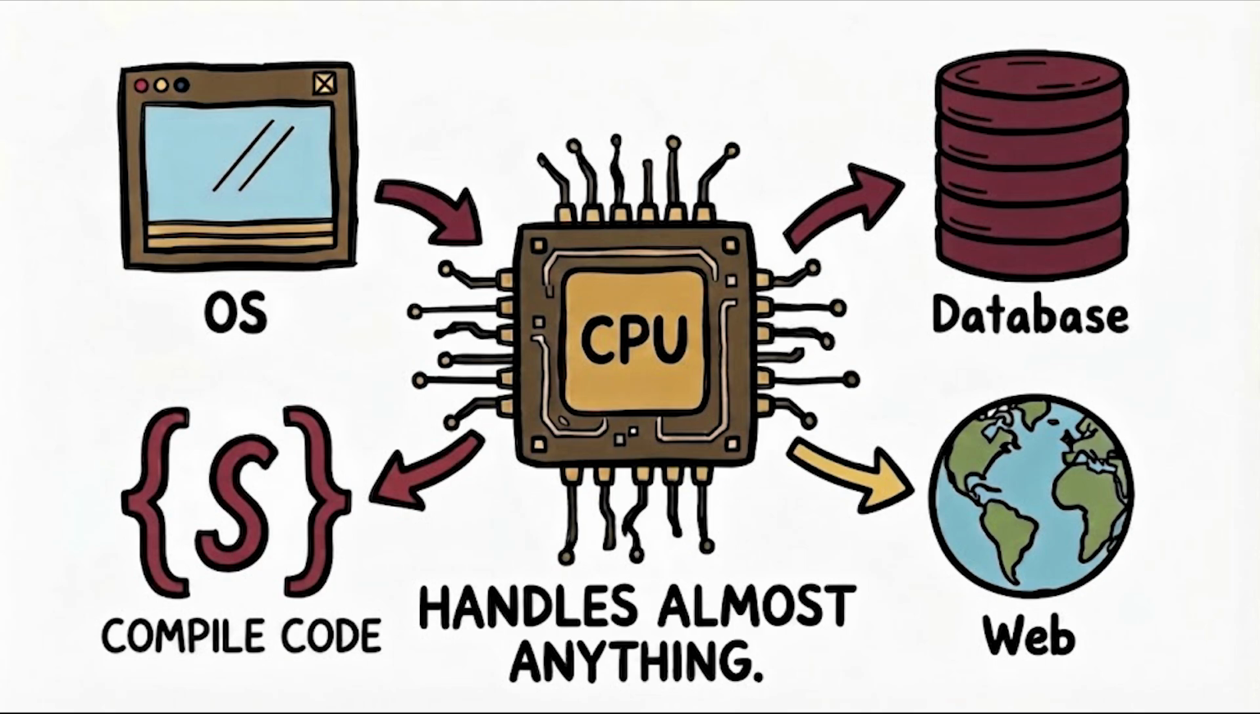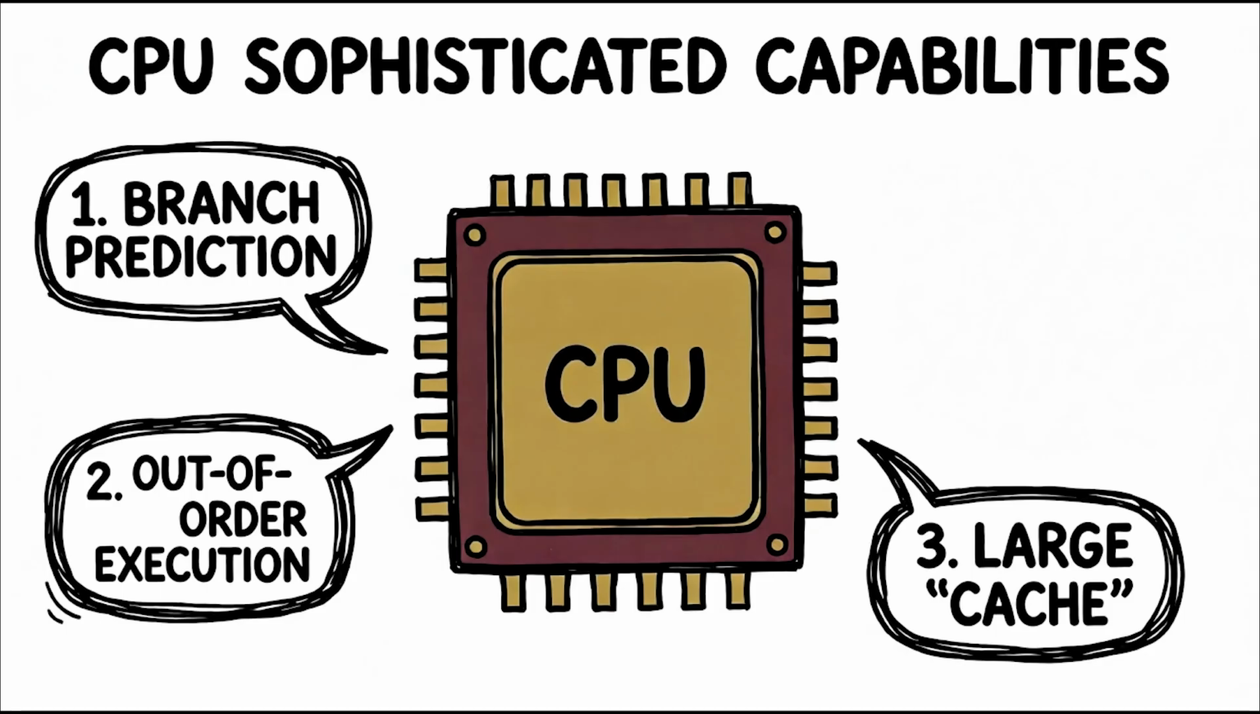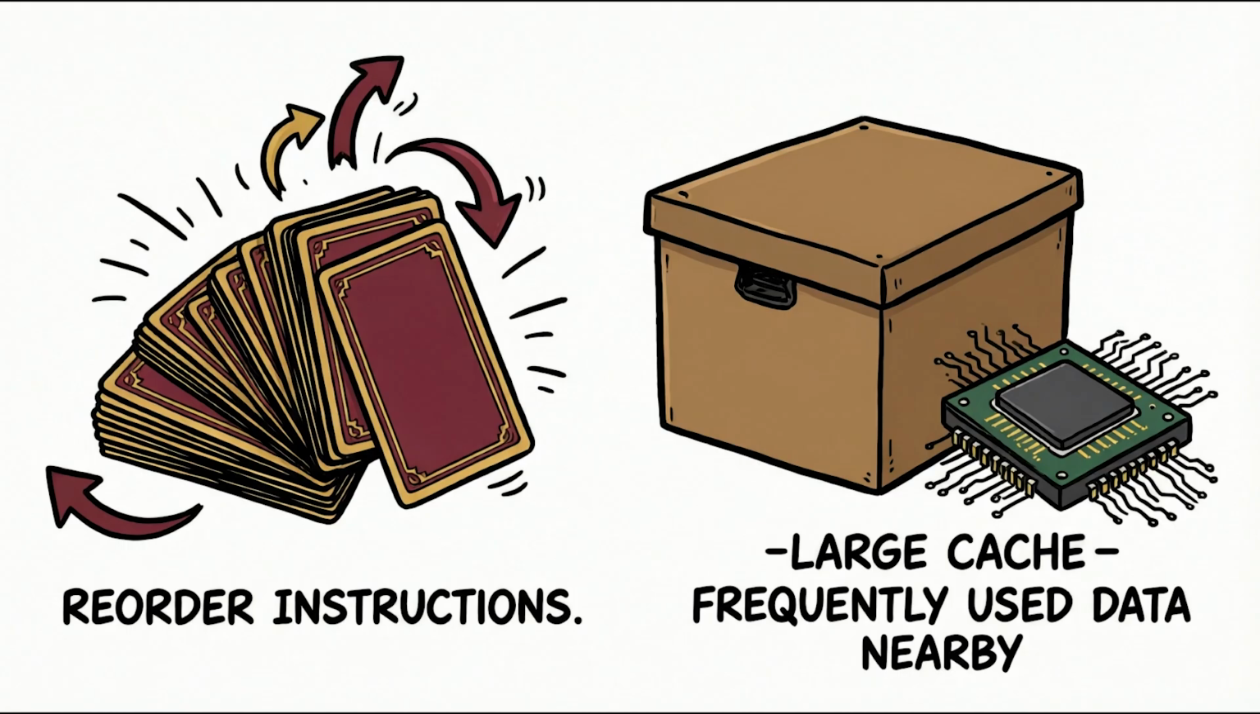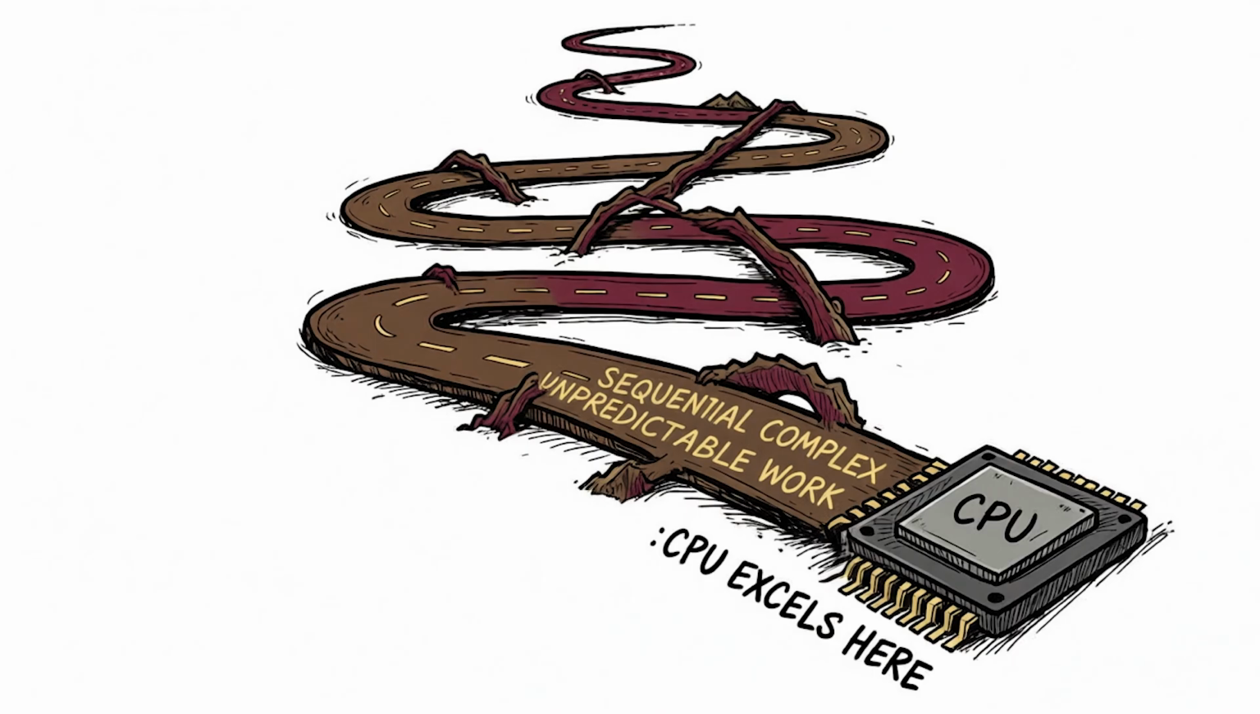A CPU is built to handle almost anything you throw at it: running an operating system, executing a database query, compiling code, and browsing the web. To handle that variety efficiently, CPUs develop sophisticated capabilities. They predict which code path you're about to take, reorder instructions to avoid idle time, and maintain large caches to keep frequently used data close. All of that makes a CPU extremely capable at sequential, complex, unpredictable work.